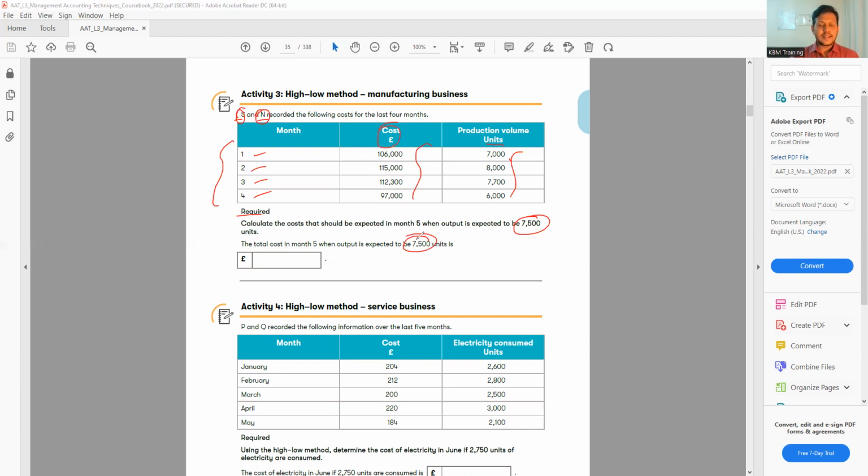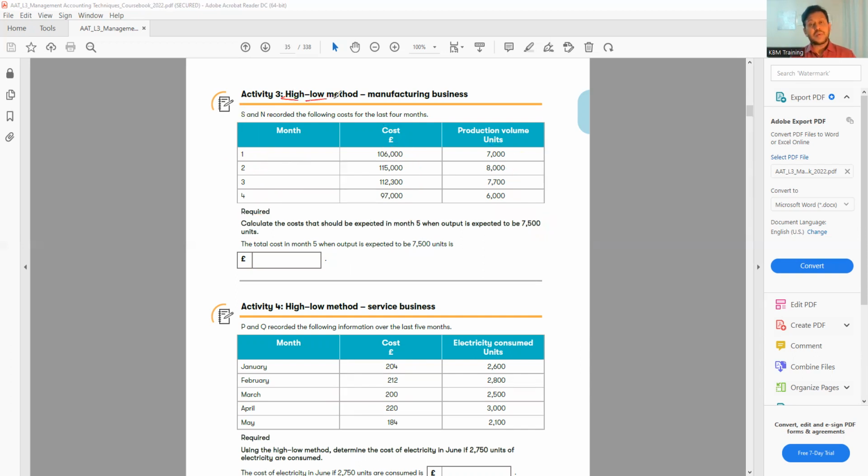So basically they are saying months 1 to 4, they give to us. They said the cost is this, unit is this, cost is this, unit is this. But they're asking what will happen in month number 5 if our output or unit is 7,500? How much will be the total cost? So we don't know because we don't have any variable cost per unit. We don't know the fixed cost. We need to do some workings. So let's have a look at how we do that. And we call it the high-low method.